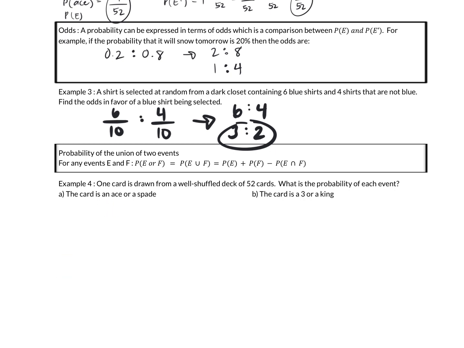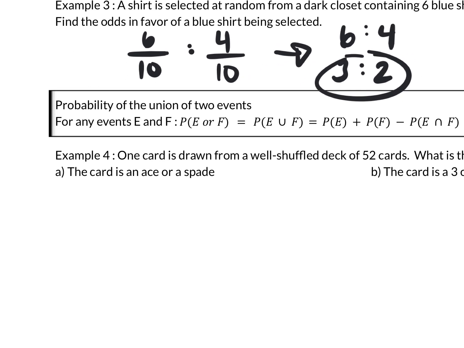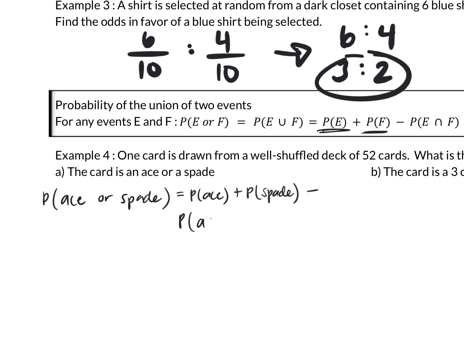So the event that I'm looking at first is the card is an ace or a spade. So we're looking at the probability of an ace or a spade, which would equal the probability of an ace plus the probability of a spade. I'm just using this formula up here. That's my event E and event F. And then I'm going to subtract the probability of the intersection of the ace and the spade.